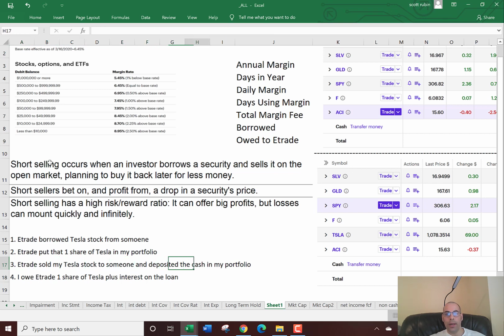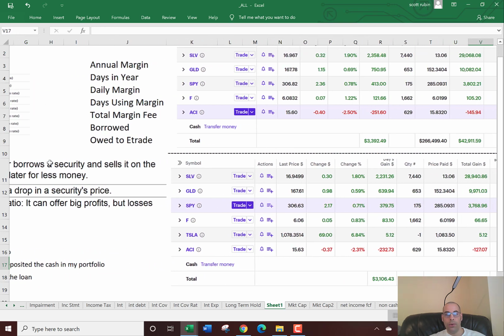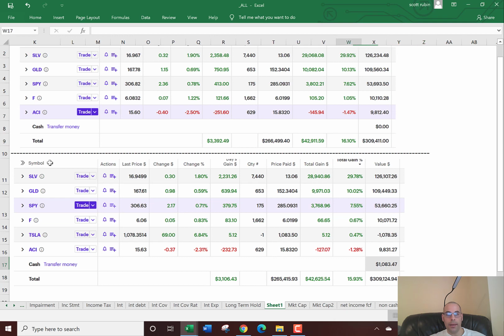And in order to record it on E-Trade, so they know what is borrowed and what's not, they put this -1 here on my account so they can keep track of it. And that's my cash to use. I can use it to buy stock. I could take it out and buy lunch with it, whatever I want. It's my money.